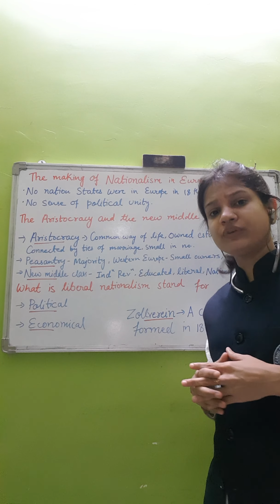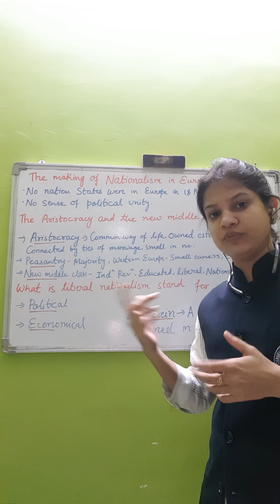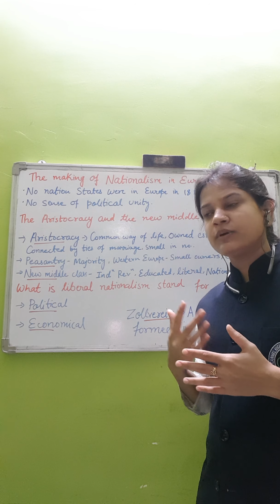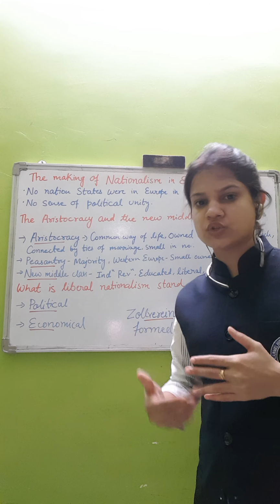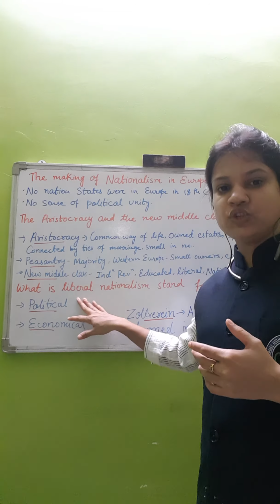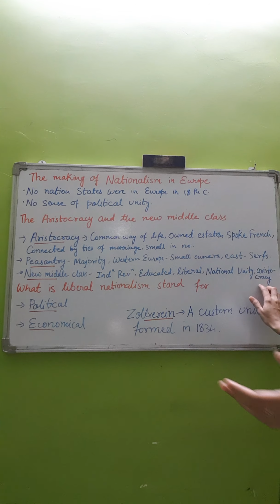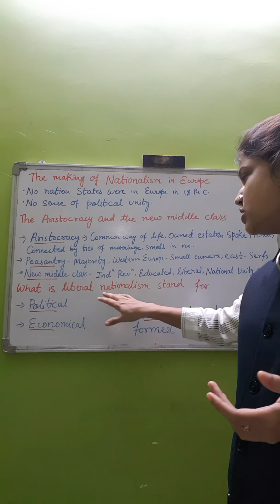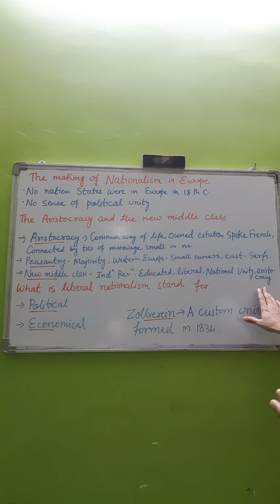Then freedom of the individual, as the term liberal indicates, freedom, free. At that time people were not free to do things, they had so many restrictions imposed by the aristocracy. So they were demanding individual freedom. Then the end of autocracy, as I already told you, national unity and abolition of autocracy. So liberal nationalism, the third demand, is the end of autocracy.